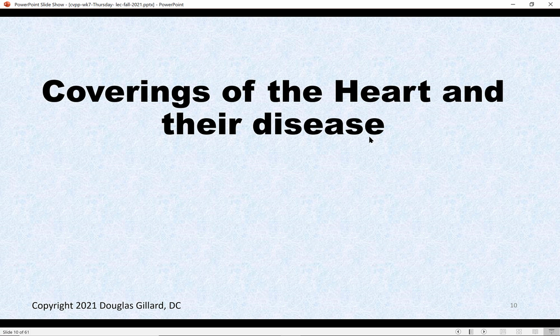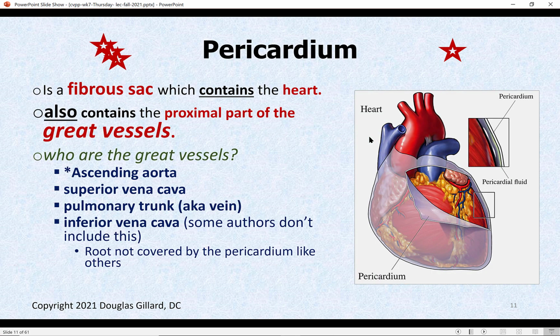All right, so that's enough of that one. Let's go talk about diseases of the covering of the heart, or the pericardium. Pericardium, of course, is the sac that covers the heart. It's a nice example of it.